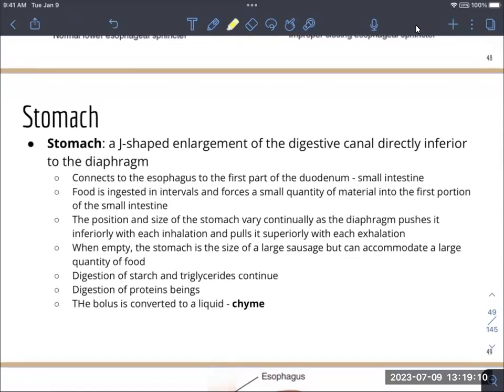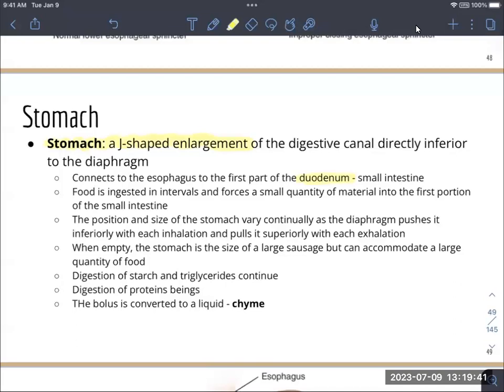Stomach. Your stomach is an enlargement that sits right below the diaphragm. At the top of the stomach, the esophagus attaches to it. At the bottom is the duodenum, which is part of that small intestine.